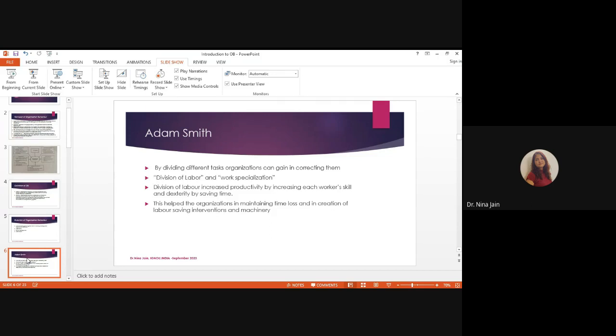So he divided different tasks in the organization and told them how the division of labor can help them increase productivity. He told that by increasing each worker's skill and dexterity, by saving time. What is dexterity? Skill. We can increase the skill of a person. What is dexterity? I'll tell you, when you make a product, your hands or your physical movement should work in such a way that it doesn't hurt you and the product is made in the right form and of the right quality.